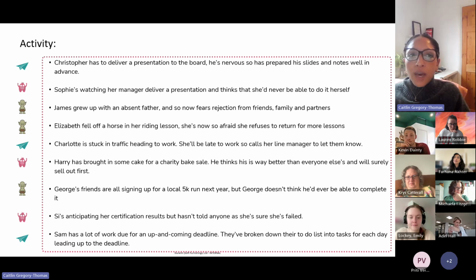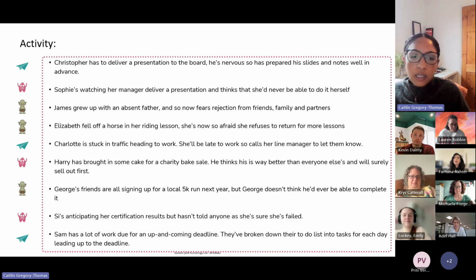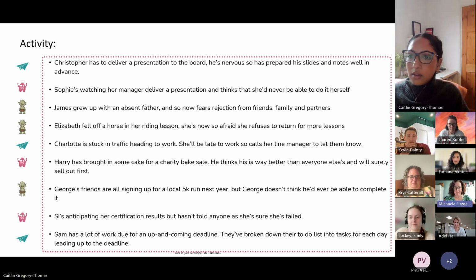Okay, so number one, we've got Christopher. Christopher has to deliver a presentation to the board. He's nervous, so he's prepared his slides and notes well in advance. Michaela first, is he operating with a gremlin, goblin, or an autopilot? We thought he was autopilot in that group. Any reason why? It's the fact that he can anticipate and prep, and knows how to mitigate a sort of learned response. That was the way the team spoke about it. But please do comment, team, if that's not quite right.